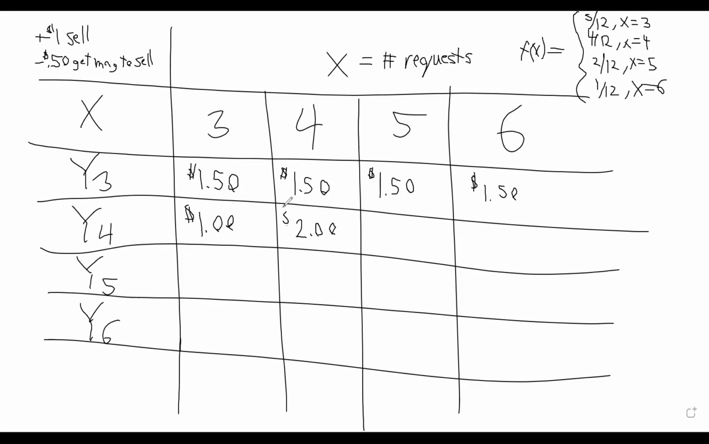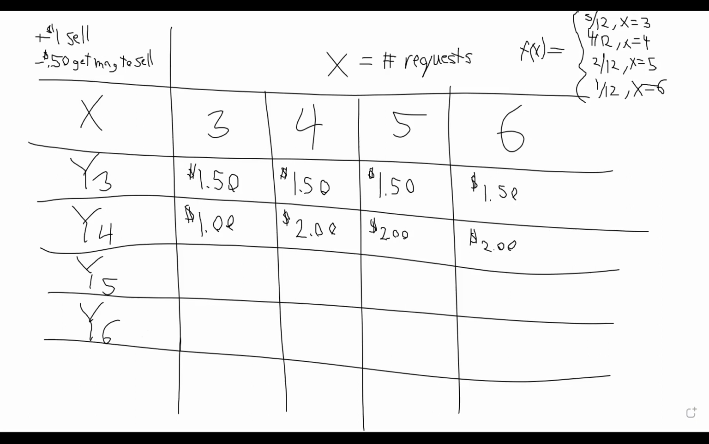If there are 5 requests for magazines, he can only satisfy the first 4, and the 5th person just can't buy a magazine, but he still makes $2 because he sells all 4 magazines that he has. So he makes $2 in all the other cases. For Y sub 5, he gets 5 magazines in advance.